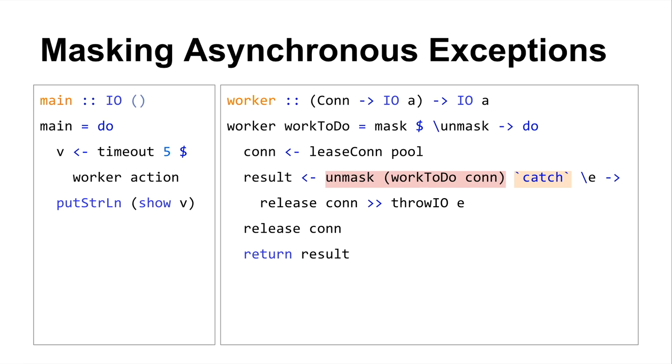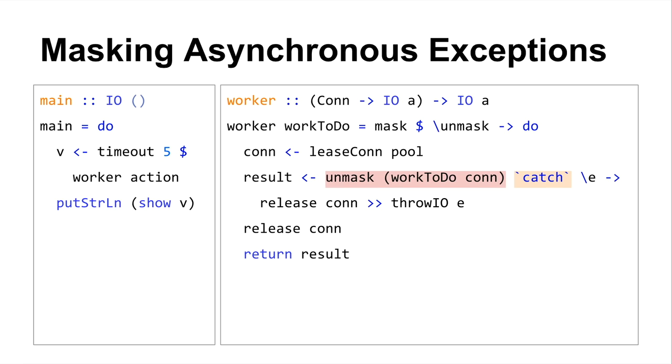Mask only prevents asynchronous exceptions from being observed, right? Not synchronous. So catch is both, but mask is only asynchronous, right? That's a good question. How would a synchronous exception interact with mask? How could it?